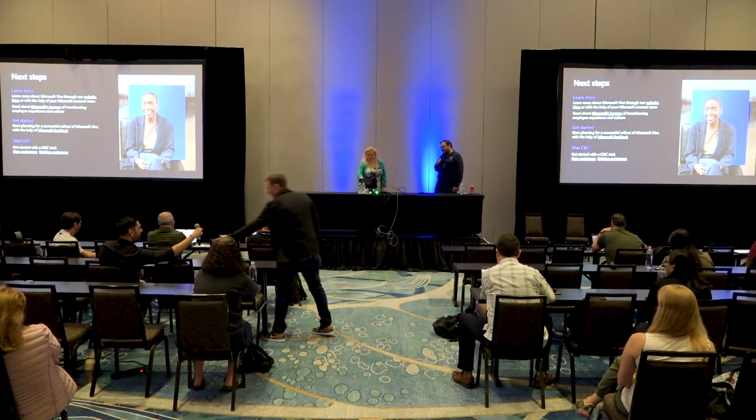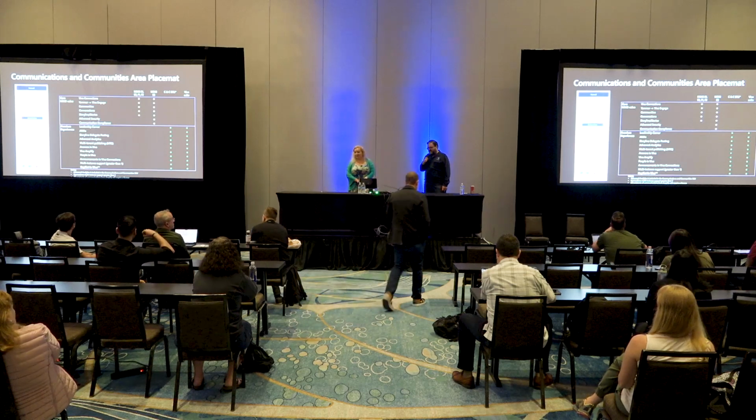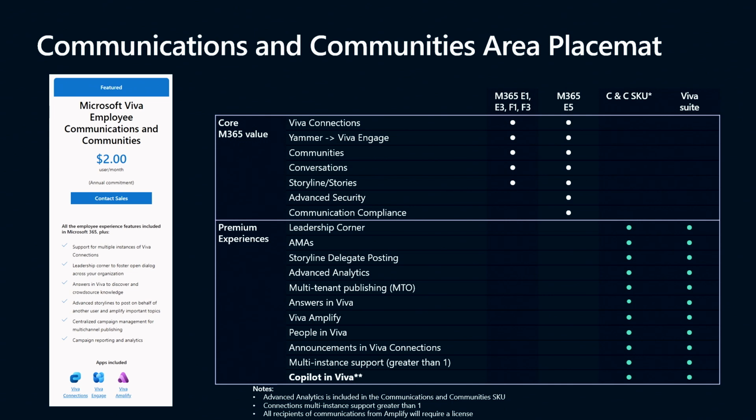Yeah, just a quick question about the license. What's the difference between the CNC license and the Viva Suite? Yeah, so just to clarify, the CNC license is a subset of the overall Viva Suite license. It essentially contains Engage Premium, the stuff that I showed earlier, Amplify, and then the Connections Premium work, as well as I think People in Viva. So it's those areas, but it's a subset of the overall Viva Suite license.